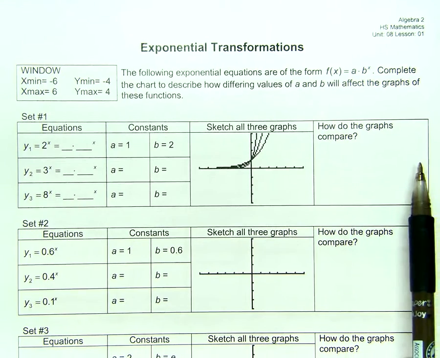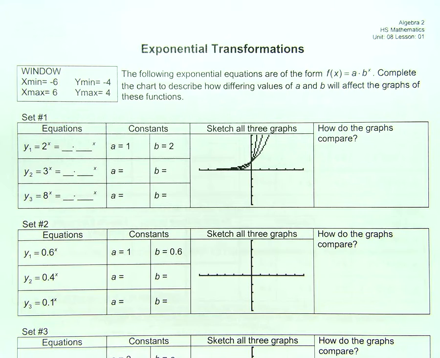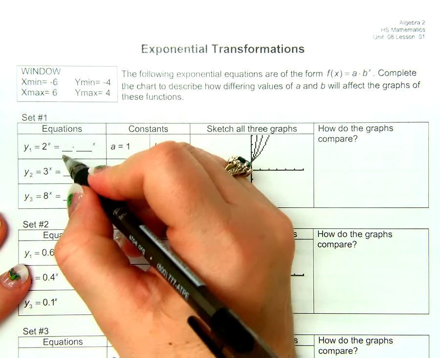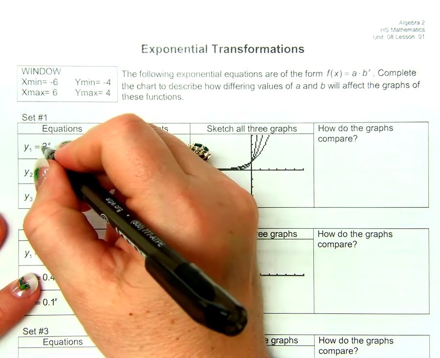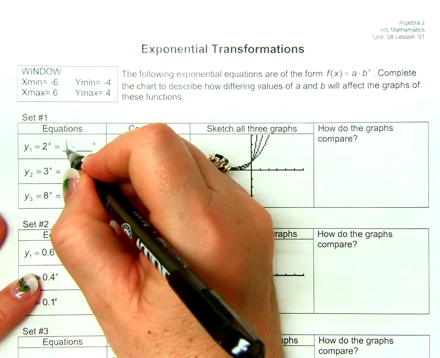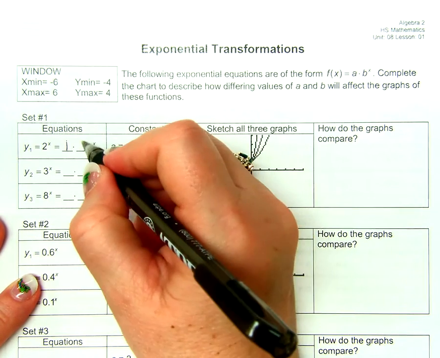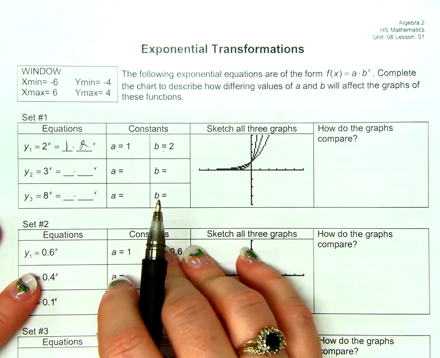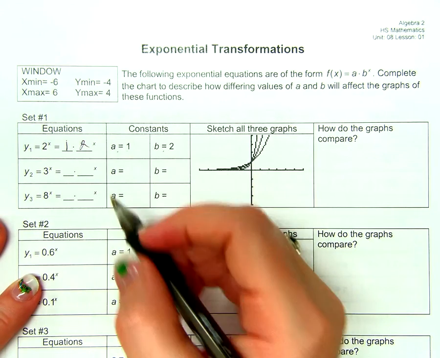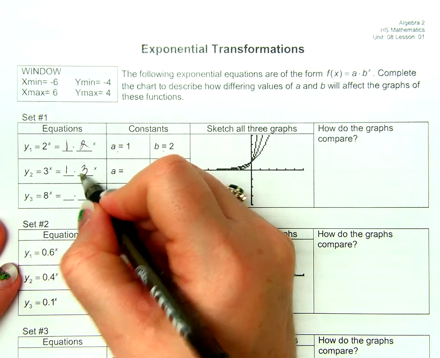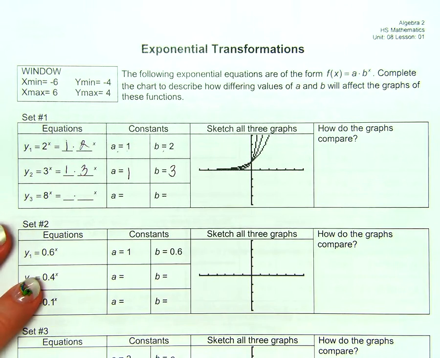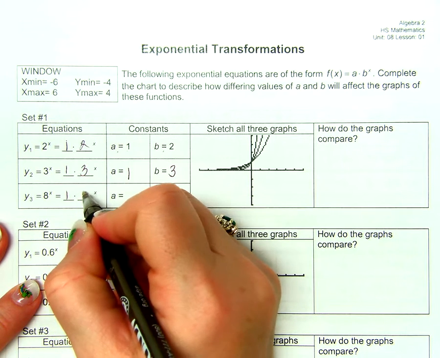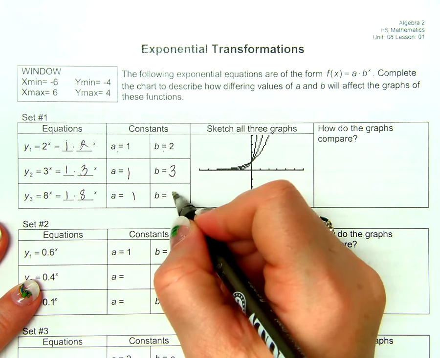All right? So in set 1, who had set 1? Okay, so tell me, what did you put here? What was a? And how do you know a is 1 in this situation? Because there's nothing in front of the thing being raised to a power, right? And what's b? 2. Plus right here it told you a was 1 and b was 2, right? Okay. What about the second one? A is 1 and b is 3. Okay, what about y sub 3, the third function? A is 1, b is 8, right?